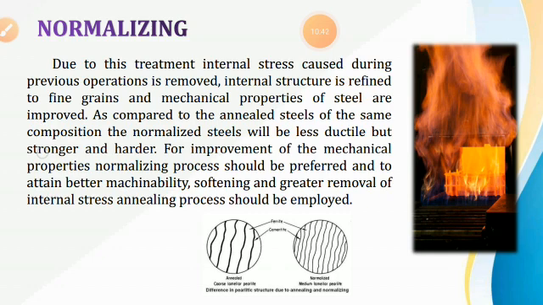For improvement of mechanical properties, the normalizing process should be preferred. To attain better machinability, softening and greater removal of internal stresses, the annealing process should be employed. This is all about the normalizing heat treatment process.